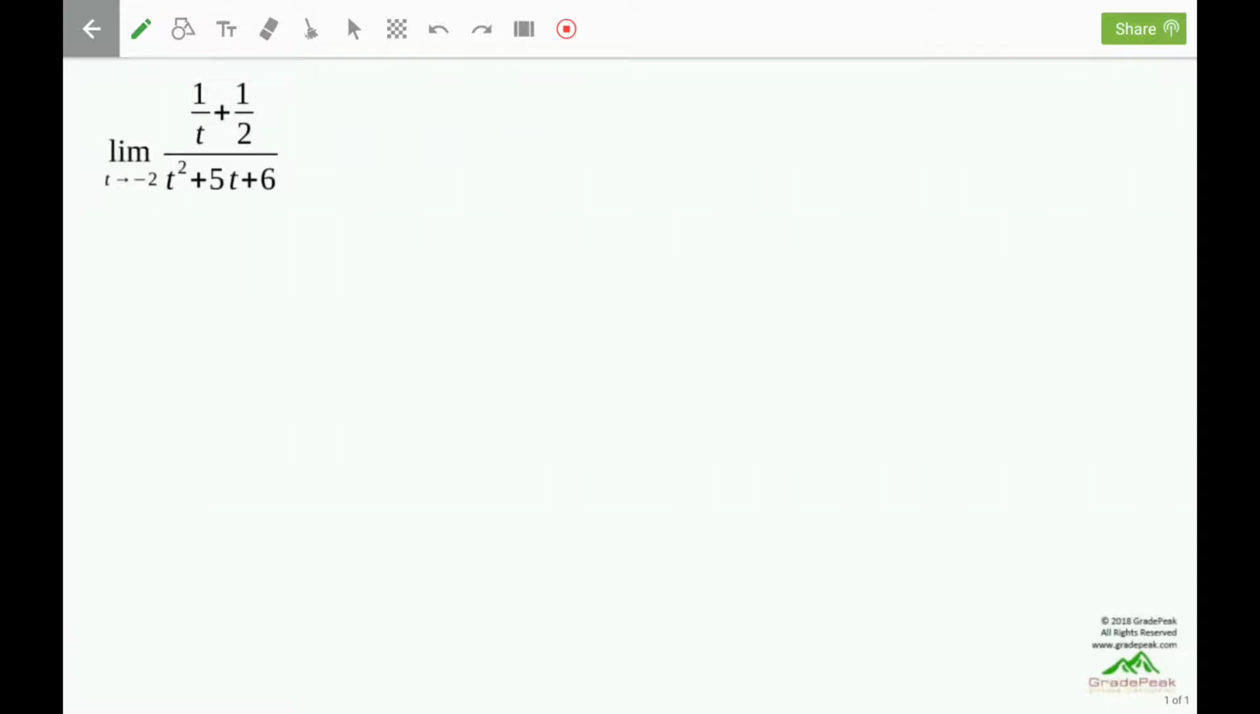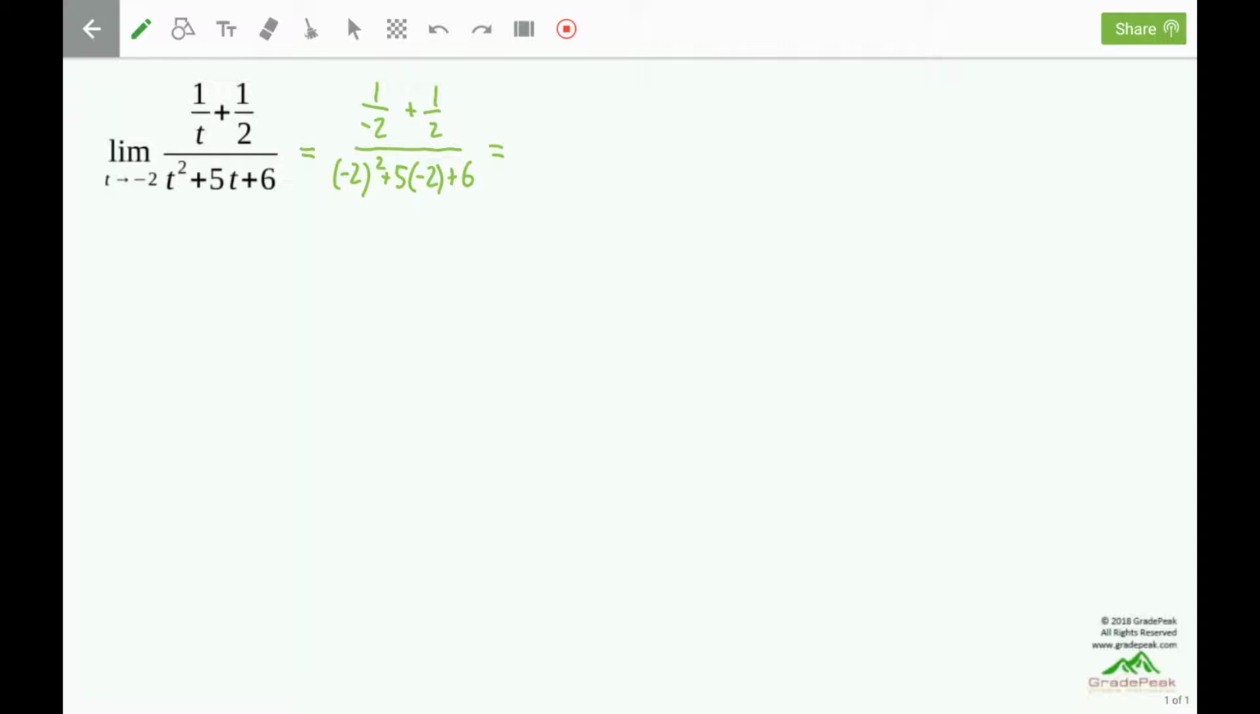Limit as t goes to negative 2 of (1 over t plus 1 over 2) over (t squared plus 5t plus 6). The first thing I'm going to do is try plugging the negative 2 in for each of the t's. In the numerator, that'll give me 1 over negative 2 plus 1 over 2. In the denominator, that'll give me negative 2 squared plus 5 times negative 2 plus 6.